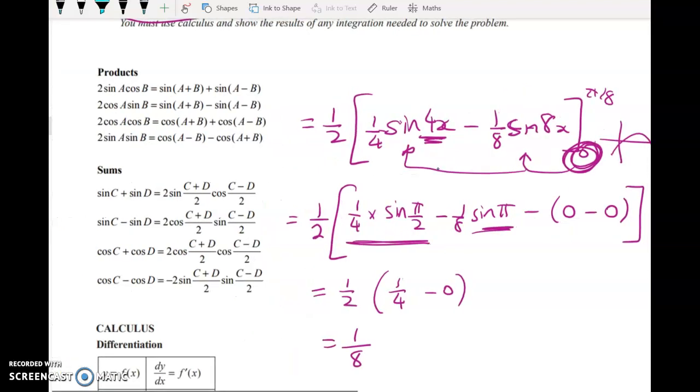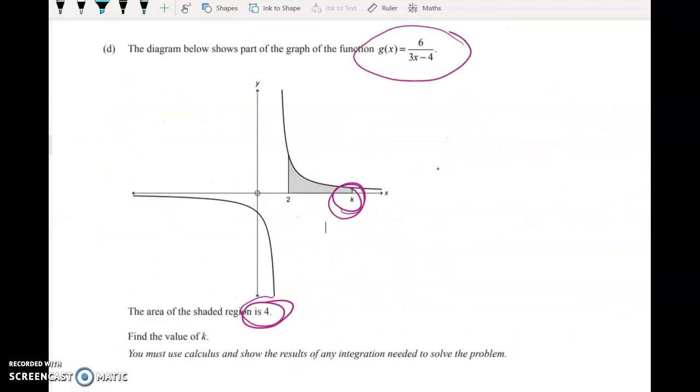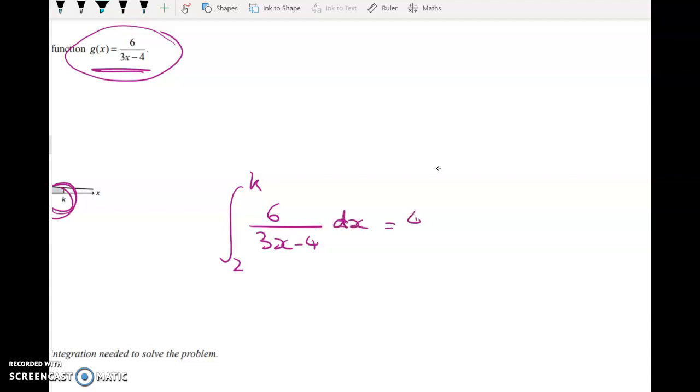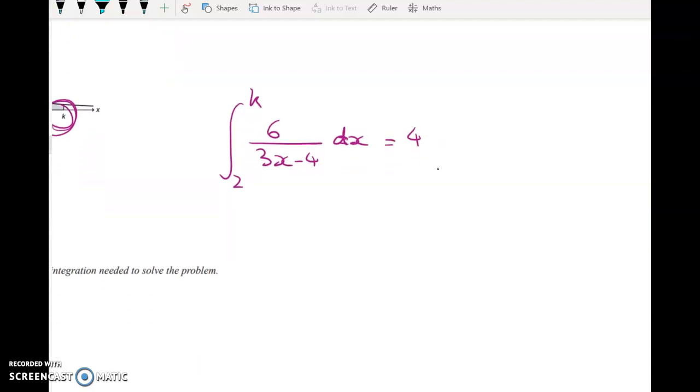Right, on to 2D really quickly, because we're up to 10 minutes already. Right, we've got a function here, which is g of x. We've got an area under a curve, and we have to figure out what this limit value is. So this is what we're solving. The integral of g(x) dx is equal to 4. Integrating the left-hand side, I can see that I've got 6 is equal to 3 times 2.